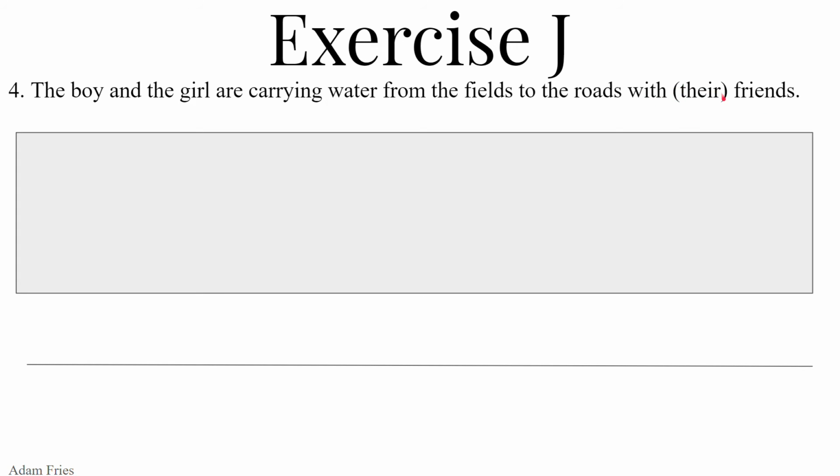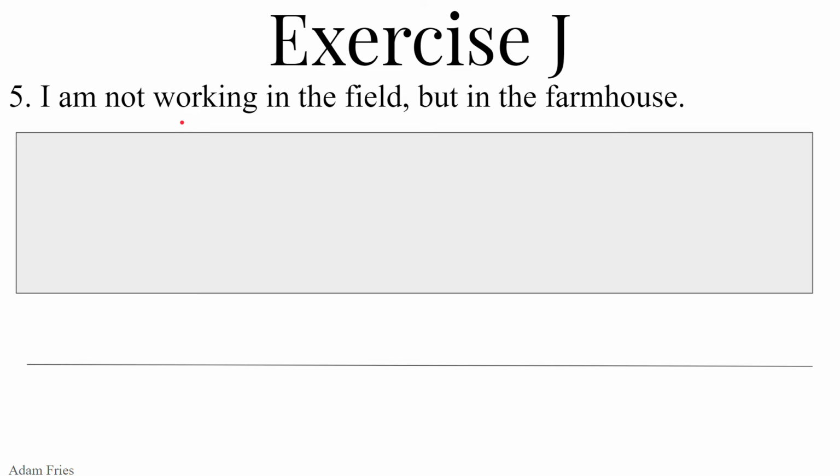And then ignore words in parentheses. Cum amicis. All right, all together we have something like: puer et puella, cum amicis, aquam, ab agris, ad vias, portant. Okay, all that information is contained there in the answer. All right, optime.